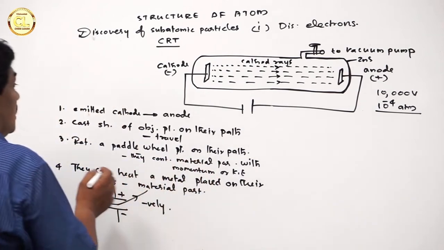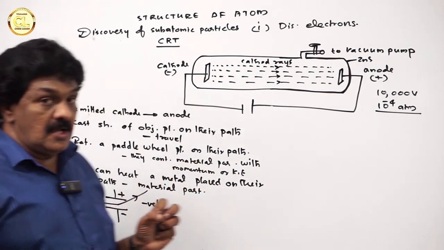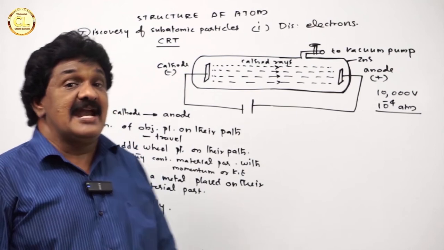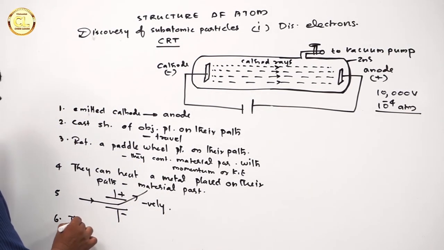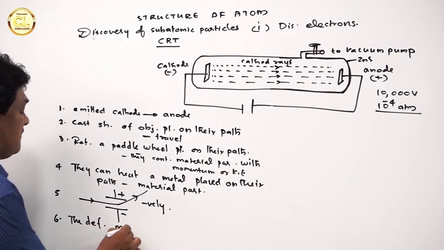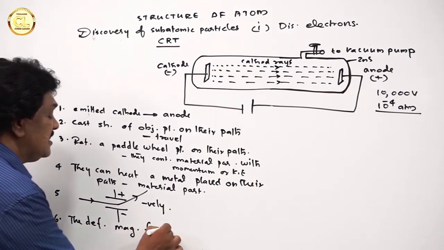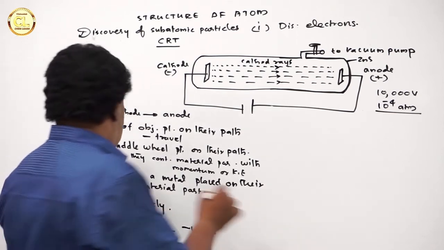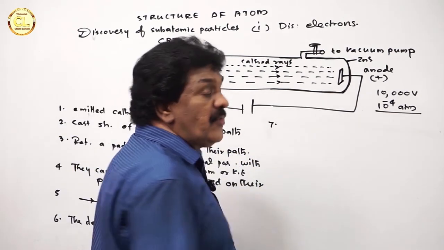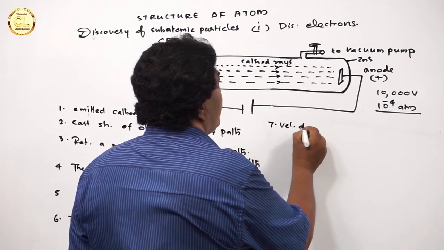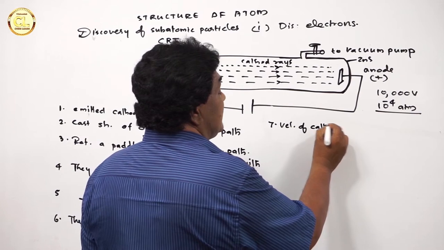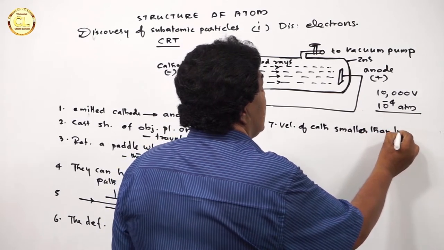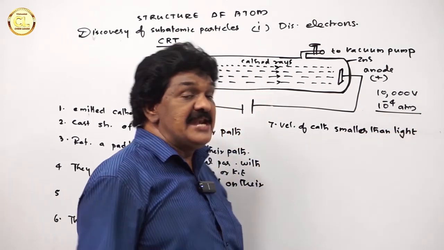Next point, they are affected by or deflected by a magnetic field. This also shows that cathode rays contain negatively charged particles. So they are deflected by magnetic fields, and it shows that they contain negatively charged particles. Seventh point, the velocity of cathode rays is smaller than that of light.